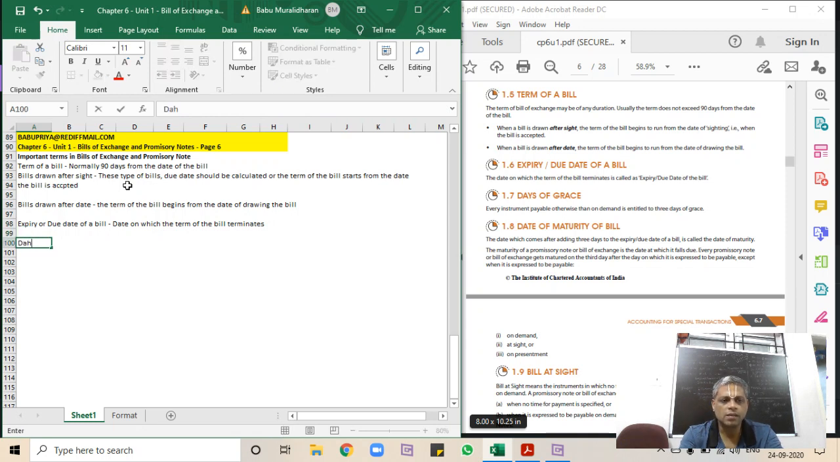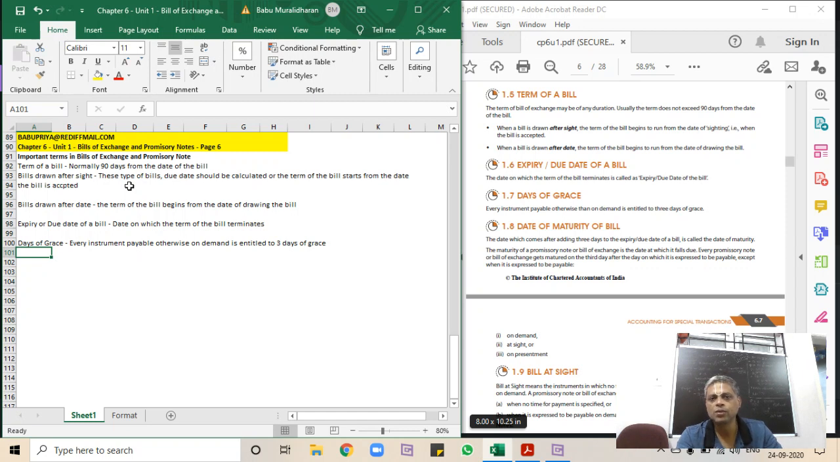Then we also have another term called days of grace or grace period, or additional period rather. Every instrument payable otherwise than on demand is entitled to 3 days of grace. Why otherwise than on demand? Because if the instrument is payable on demand, it is due immediately the moment it is presented. So if a normal bill is drawn, it comes with a normal 90 days maturity period, right? From the date of the bills drawn after date or after sight.